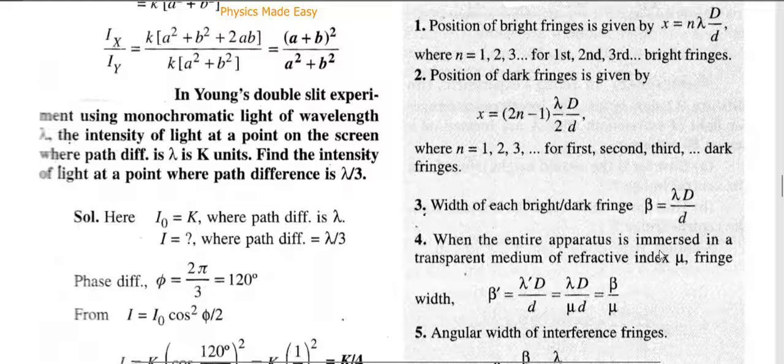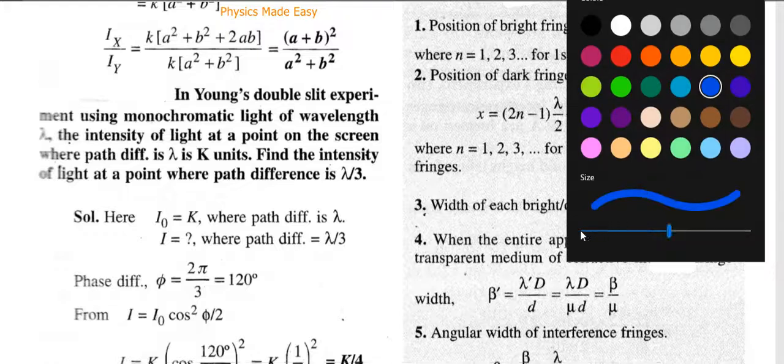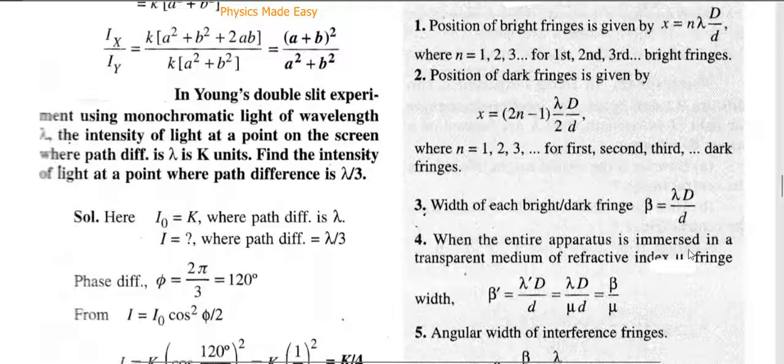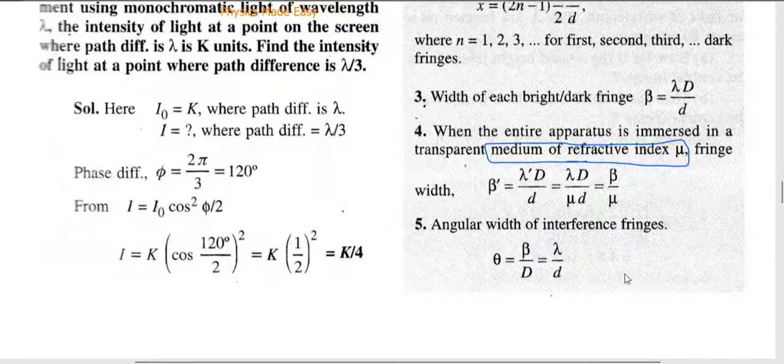When the entire apparatus is immersed in a transparent medium of refractive index mu, for example this case, then the fringe width beta dash is equal to lambda dash D by small d, and this is lambda capital D divided by mu into small d, and this is beta by mu. Angular width theta is equal to small beta by capital D and small lambda by small d.